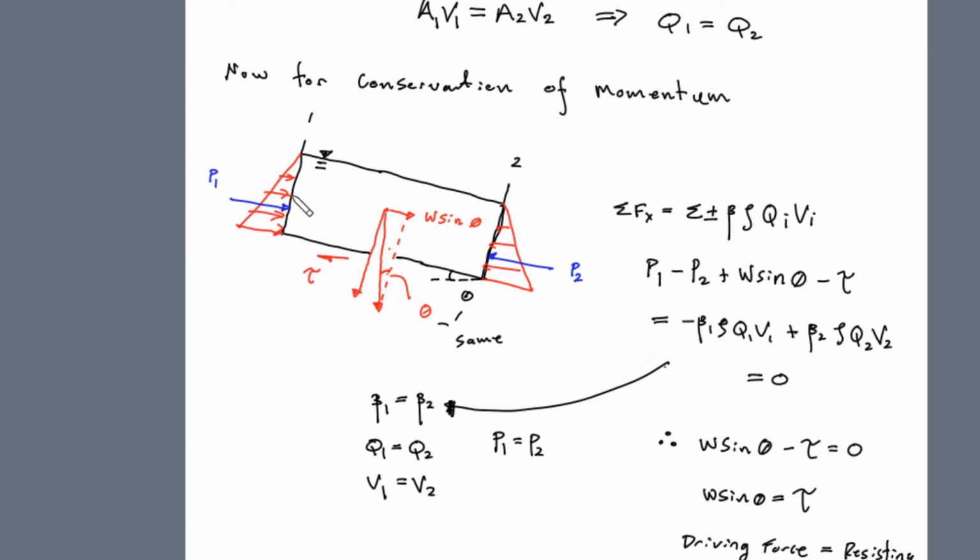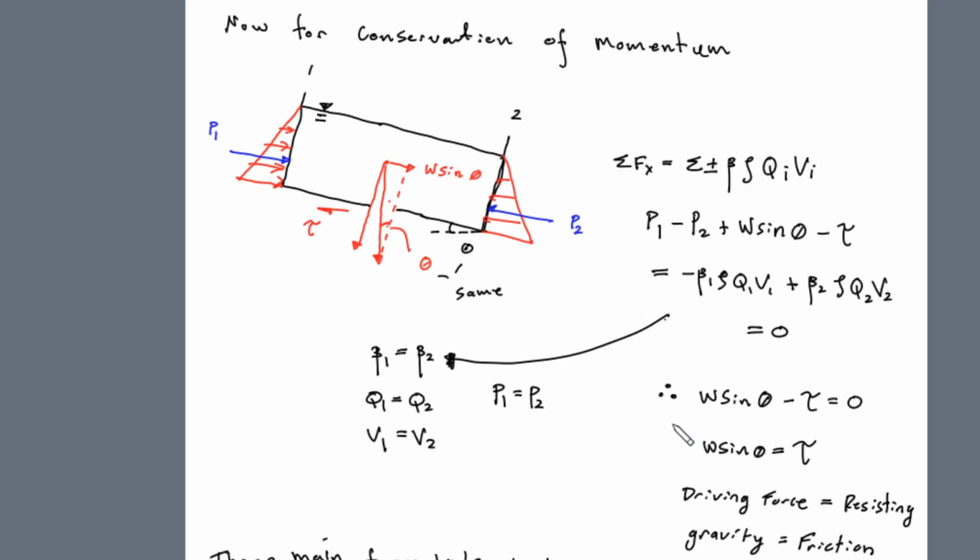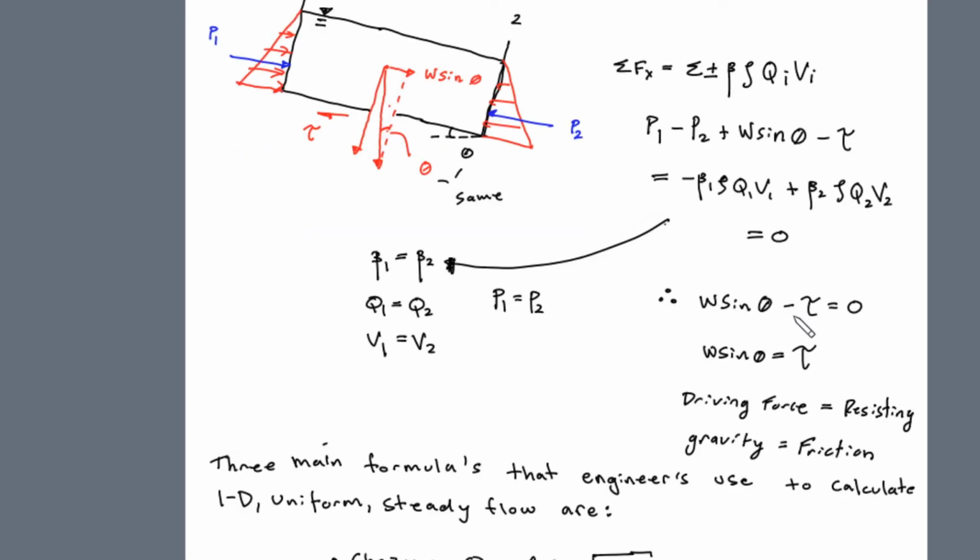We also know that the normal vector on point 1 is going in this direction, but the flow is going in the opposite direction. So that's going to imply that this term here is negative at point 1. At point 2, the normal vector is in this direction, the velocity is also in that direction, which means this term here is positive. Now we know P1 equals P2. Those will cancel, and that will leave you with W sine alpha minus tau. This implies that our driving force is equal to our resisting force, or in other words, our gravity is equal to friction, like we claimed earlier.